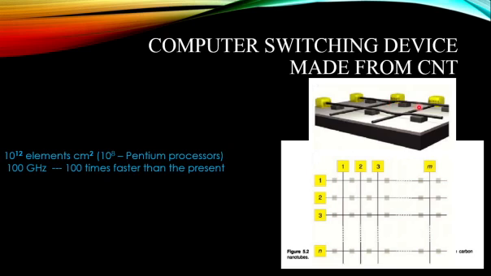So you could have almost 10 raised to 12 switches per centimeter square, and the current technology has only 10 raised to 8 switches per centimeter square. So you can see how much better packing there is in carbon nanotube made computers, which can provide a faster processing time, almost 100 gigahertz, which is 100 times faster than the present technology. So that is about the second application, that is, switches and interconnects in computers.